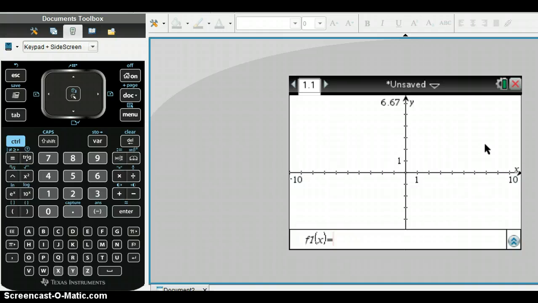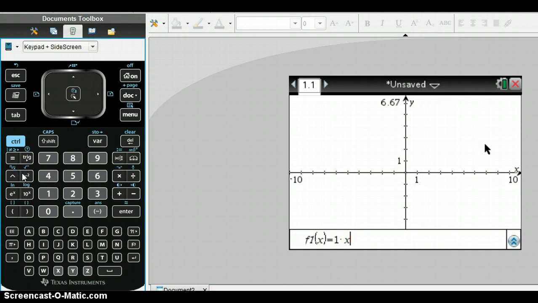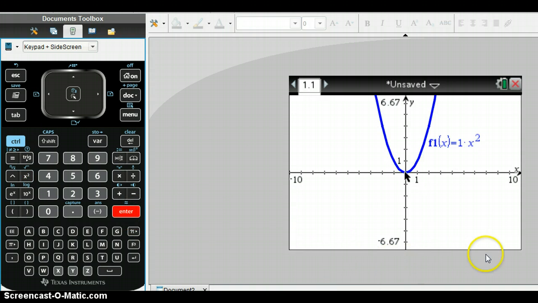Okay, so the graph y equals kx squared, we're going to substitute 1 for k. So we have y equals, our f1 of x equals, k is 1 times x squared. And you wouldn't need the 1 in there, but I just want to show you that's the k value. So let's graph that. And you can see it's a parabola.